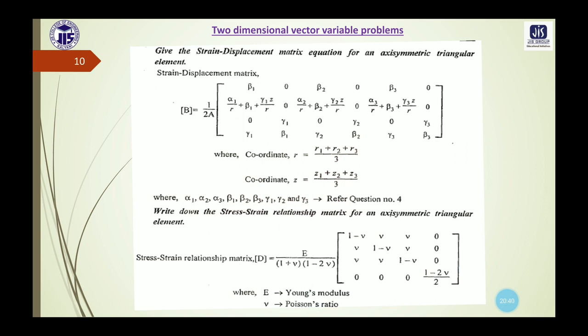Next we have one more formula, the stress-strain relationship matrix, that is D equals E by (1 plus nu) into (1 minus 2 nu) multiplied by a 4 by 4 matrix. In this matrix we have the Young's modulus and the Poisson's ratio. All these formulas we have also used to solve different numericals.